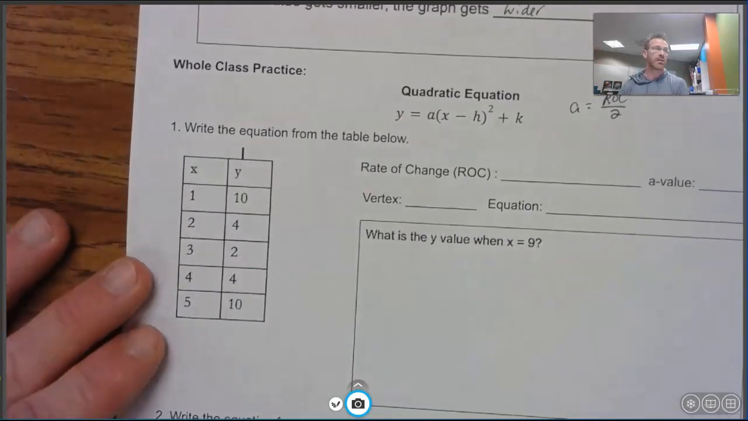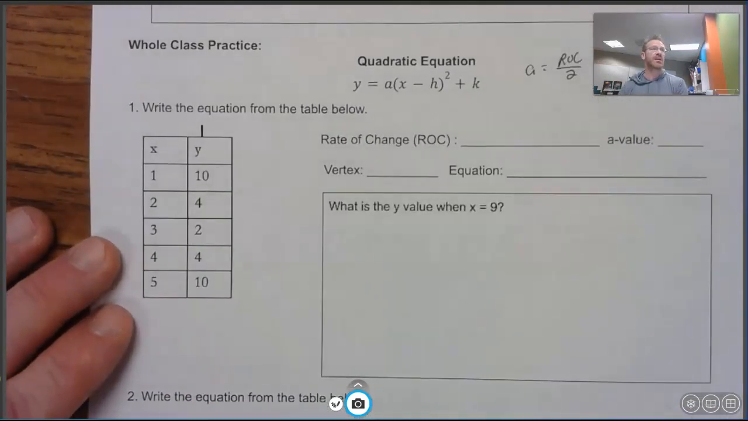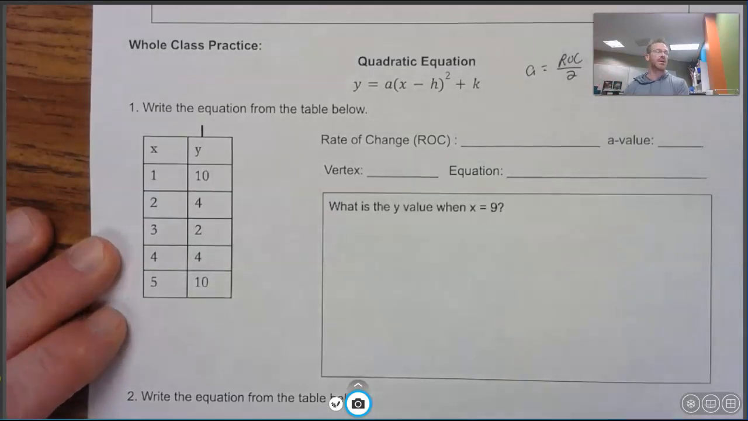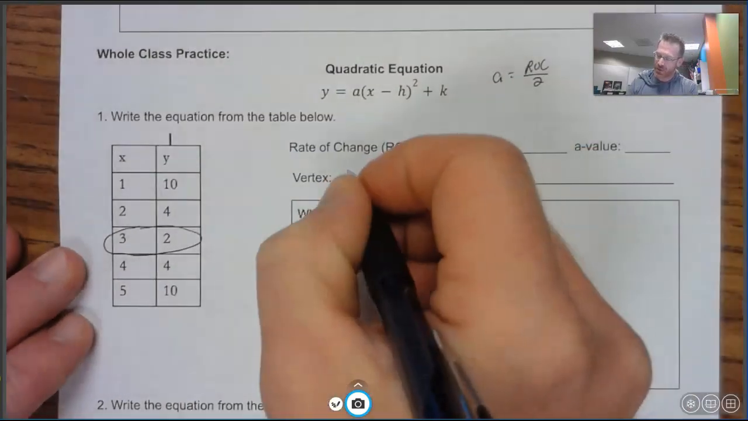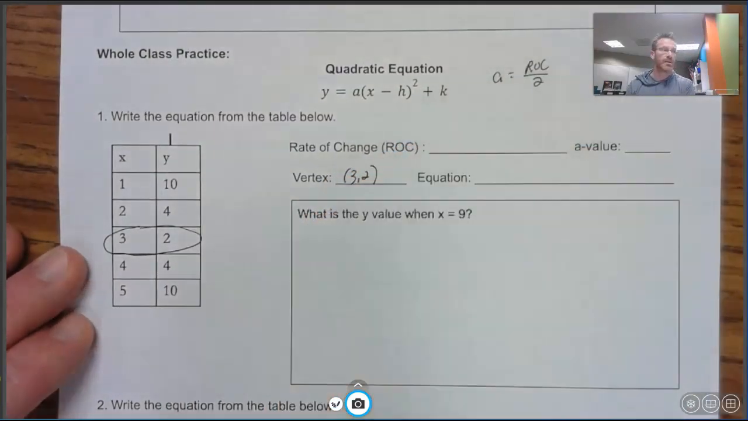So once again, let's look at our table in number 1 here. The first thing that we always want to do is scan that table. If you have a turning point, circle it. That gets us down to 2 functions. So I see a turning point at 3, 2. So there's my vertex. I'm just going to add that right there. Now, I know it's either absolute value or quadratic because of the turning point.